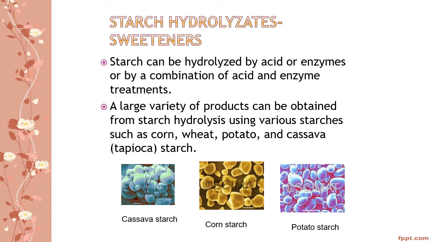In this video, I will explain starch hydrolysates, also known as sweeteners. Starch can be hydrolyzed using acid or enzyme, or by a combination of acid and enzyme treatment. There is a large variety of products that can be obtained from starch hydrolysis, including various starches such as cornstarch, wheat starch, potato, and also cassava or tapioca starch.